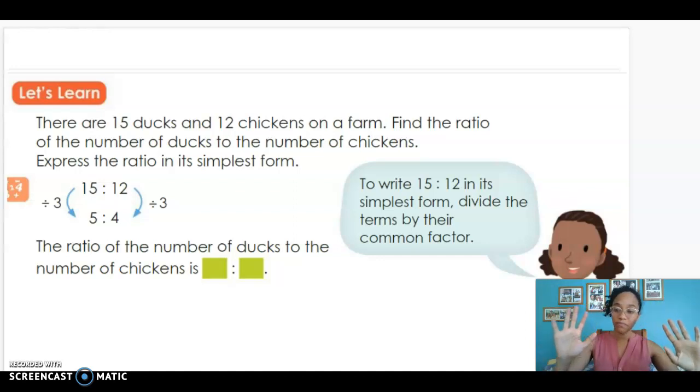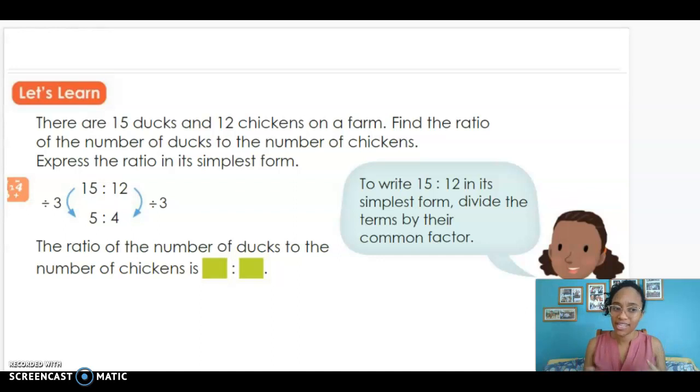15 to 12. Now it's time for me to find my answer by using common factors. Which times table do I see the 15 and the 12 on? To write them in simplest form, I need to divide them by their common factor, which is 3. So 15 divided by 3 gives me 5, and 12 divided by 3 gives me 4. So my ratio is 5 to 4.